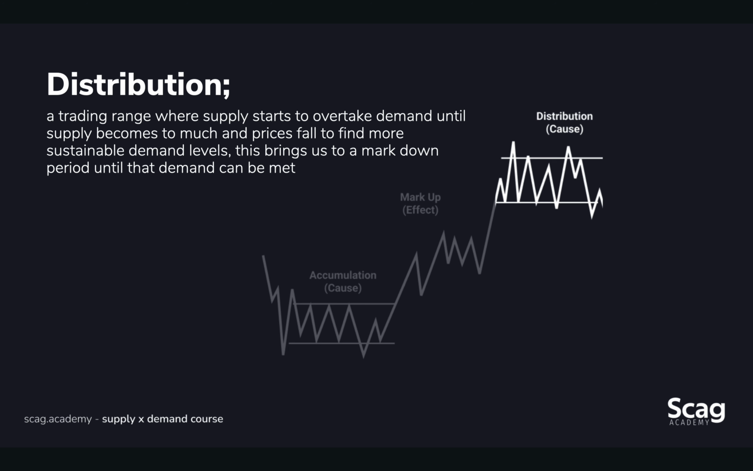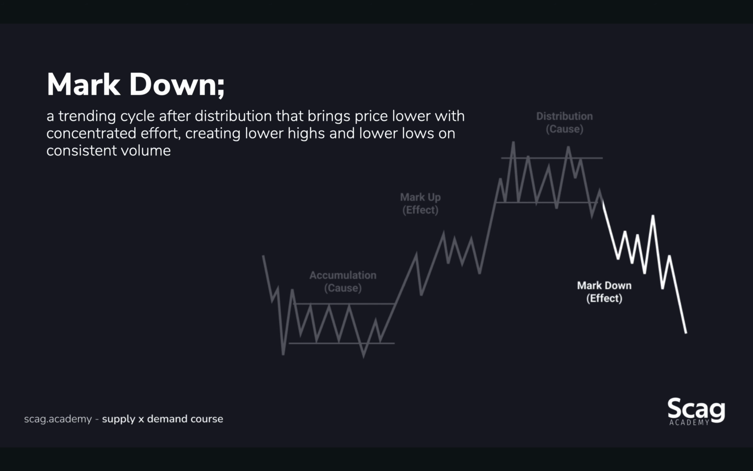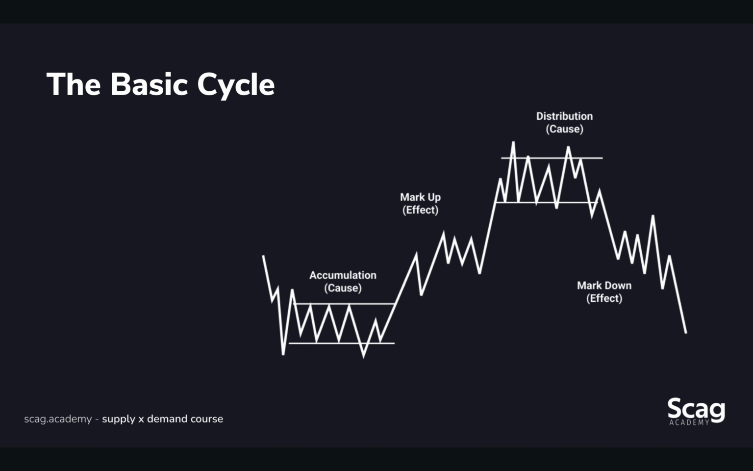After this distribution forms and the market becomes oversupplied, there's just too much of an asset in comparison to the demand, we start to mark down, and this leads us to another trending cycle. A trending cycle after distribution that brings price lower, again with concentrated effort, which is going to be creating lower highs and lower lows, again on that consistent volume and effort. So these four things make up the entire basic price cycle.